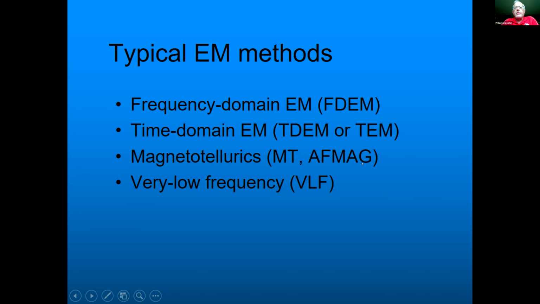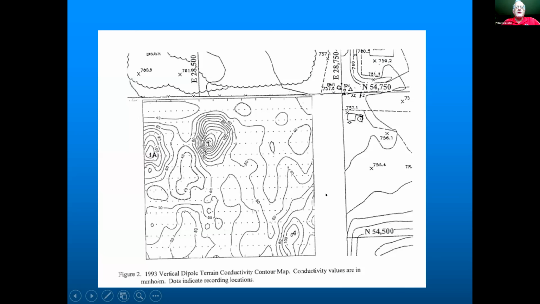When I was working in industry, we used AFMAG in Texas to find uranium deposits. And then very low frequency, VLF, we have an instrument to do that here in DeKalb. That is interesting. It works sometimes, and sometimes it doesn't. We've actually found archaeological artifacts using VLF. So it's kind of an interesting method.